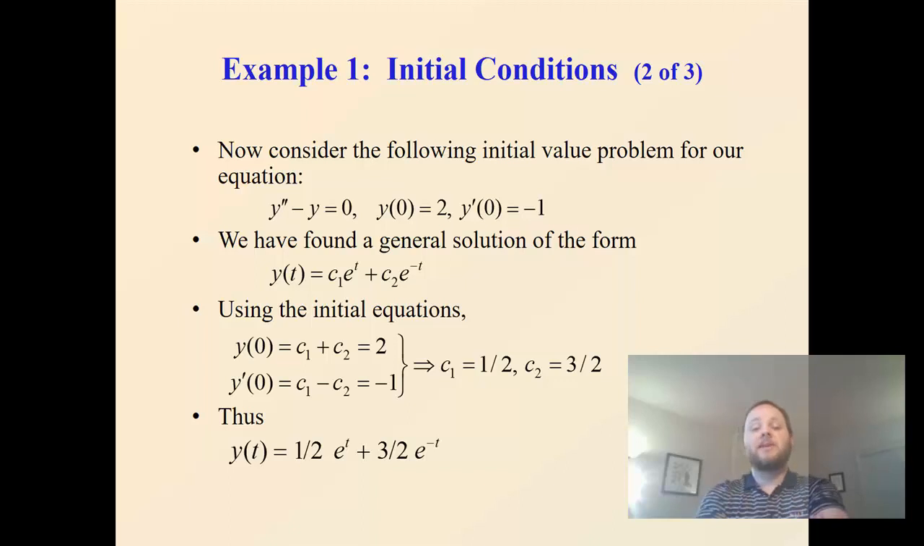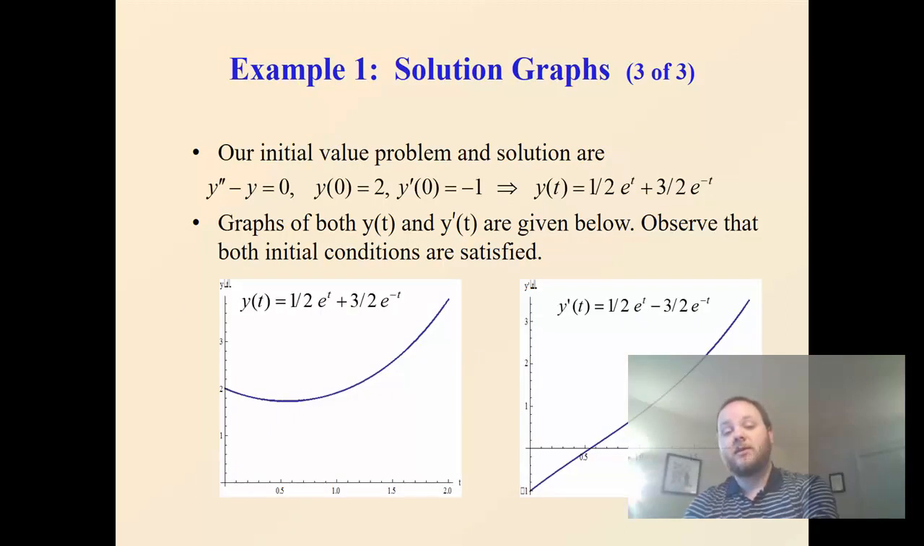However, if I had instead said, hey, I want a specific interchange of values, then I would actually have to worry about that. I could plug into that system of equations and get a solution. Plugging in y of 0 is equal to 2 and y prime of 0 is equal to negative 1. Well, if I know y of t's form, which I did in the last slide, I take the derivative and plug in t is equal to 0, I can determine that system. And indeed, 1 half e to the t plus 3 half e to the negative t does indeed satisfy both the initial position and the initial slope conditions.